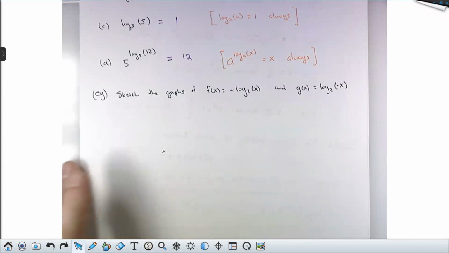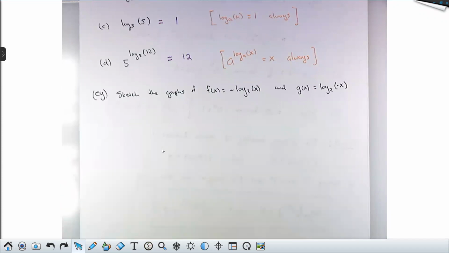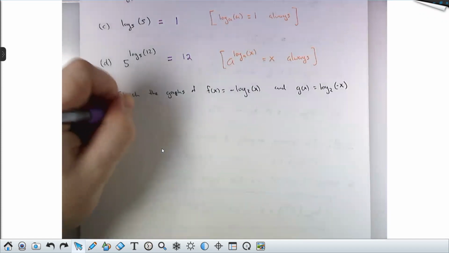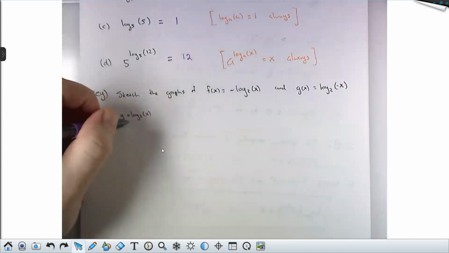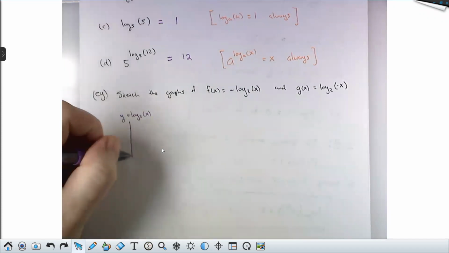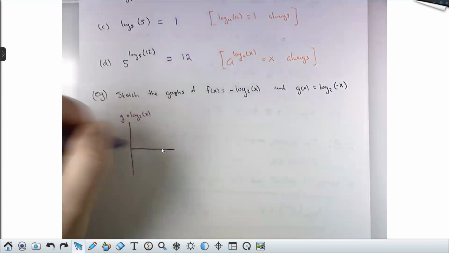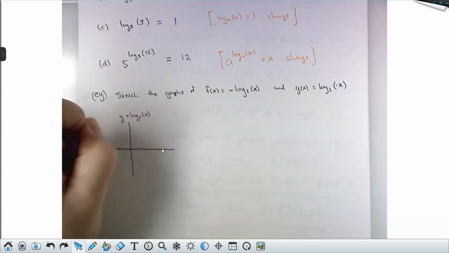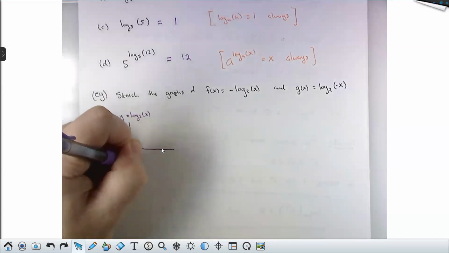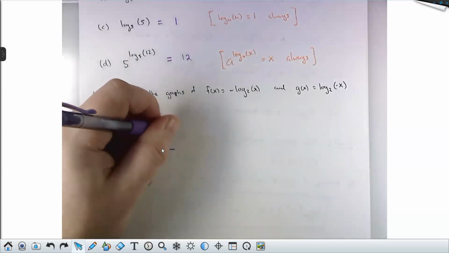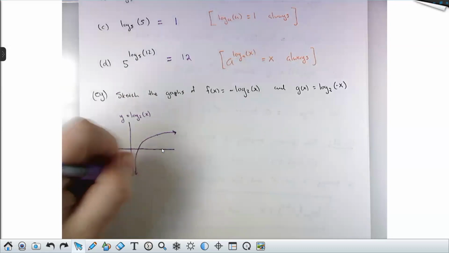And I'll start just by re-sketching the graph of the parent function here, the base 2 log of x. So just like in the last section, we added some new parent functions to our library. We added all of those exponential functions. Now we are adding all of these basic logarithm functions to our parent function library.